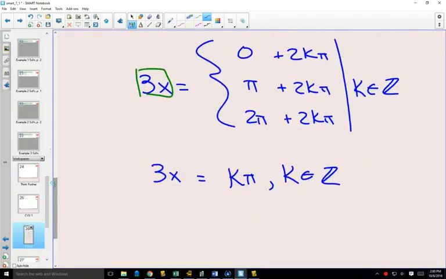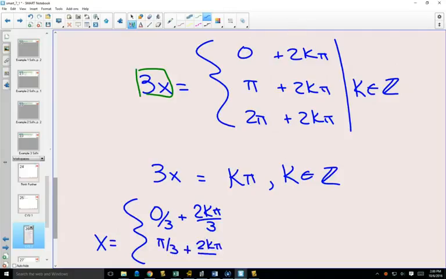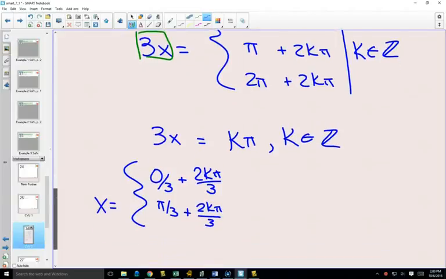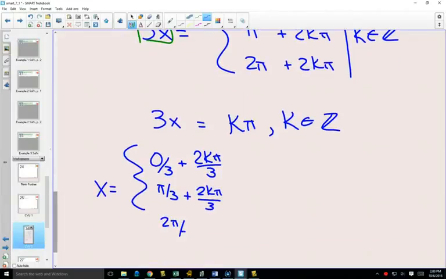Some people might not realize this shortcut for the k pi. If you didn't realize the shortcut, then you would write x is equal to each of those divided by 3. When you divide 0 by 3, you wouldn't have to write that because you know that's 0. Plus 2k pi, that gets divided by 3 as well. You would have pi over 3 plus 2k pi over 3, and 2 pi over 3 plus 2k pi over 3. Still k is an integer.